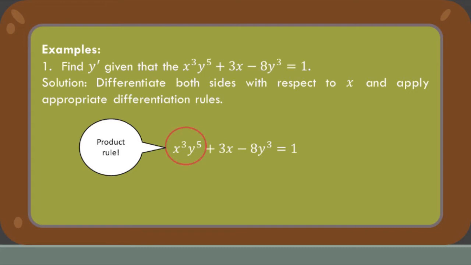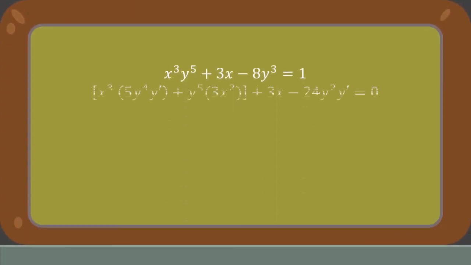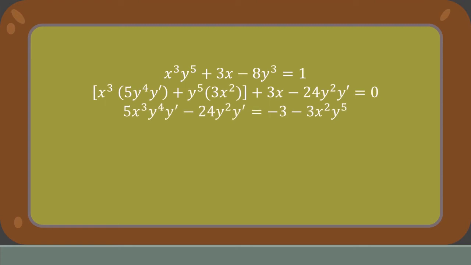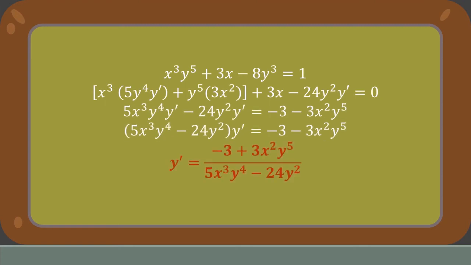So, for the solution, differentiate both sides with respect to x and apply appropriate differentiation rules. We can use the product rule. Now, let us evaluate the function. First step: x cubed times 5y to the fourth y prime, plus y to the fifth times 3x squared, plus 3x minus 24y squared y prime equals 0.